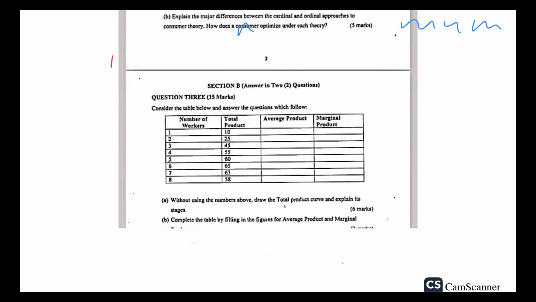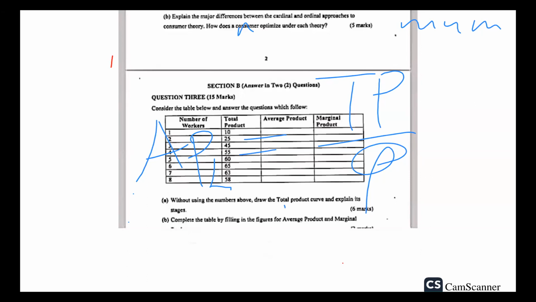So the average product will be total product divided by output, which is basically the number of workers. Since you are dealing with the number of workers, the average product of labor is equal to the total product of labor divided by the units of labor, that is, the number of workers. So total product divided by the respective number of workers gives us the average product of labor. Clear?